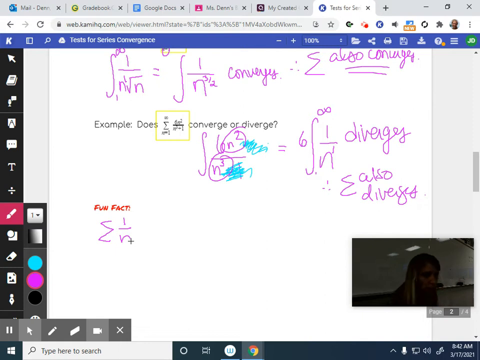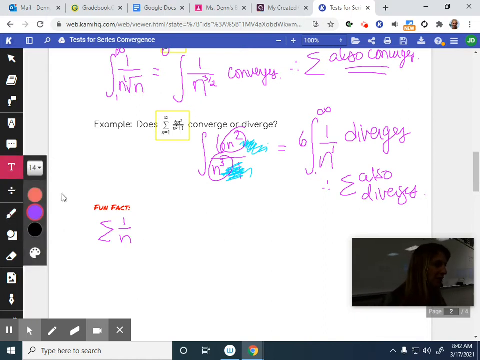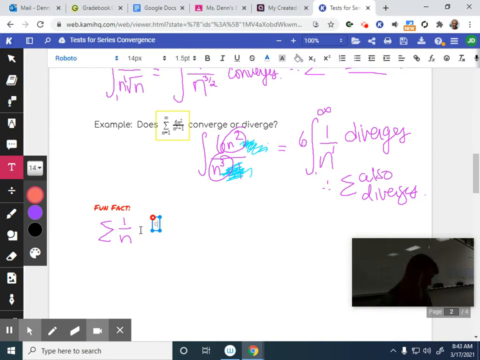This series, 1 over n, is called something special. I think I told you about it when we did the integrals, but it's called the Harmonic Series.